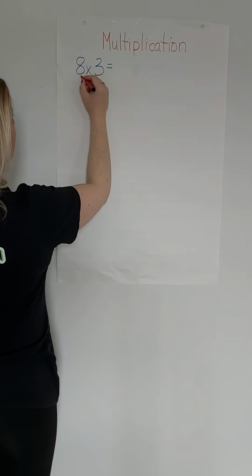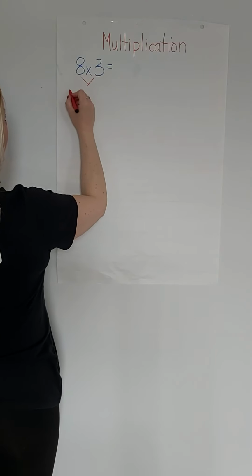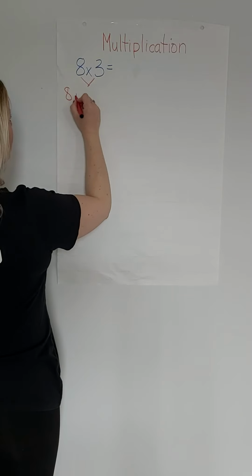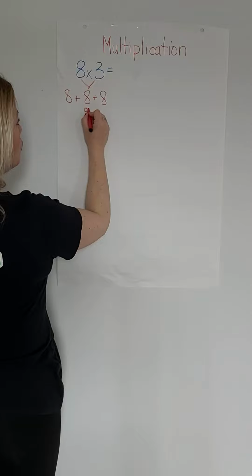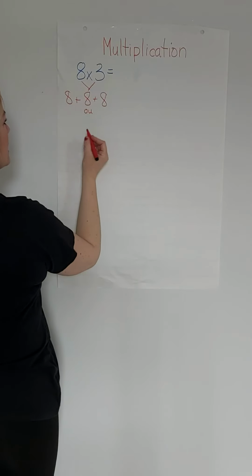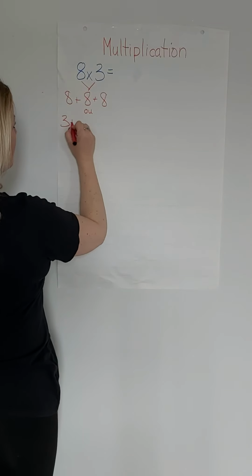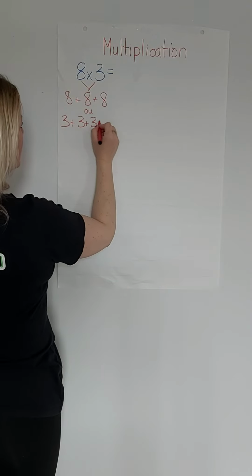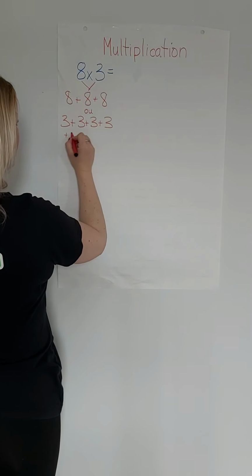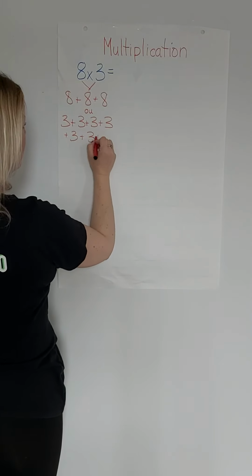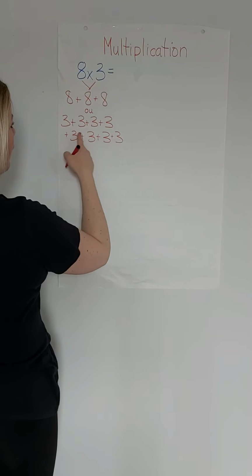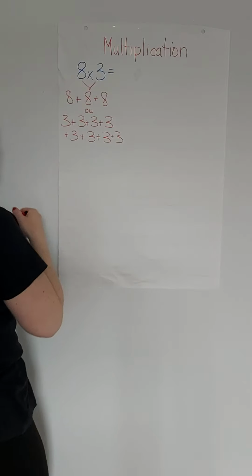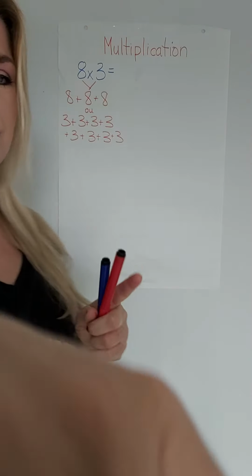So, 8 times 3 is the same thing as 8 plus 8 plus 8. Or, 8 times 3 is the same thing as 3 plus 3 plus 3 plus 3 plus 3 plus 3 plus 3 plus 3. So 1, 2, 3, 4, 5, 6, 7, 8 times. Okay, so it can be either of those.